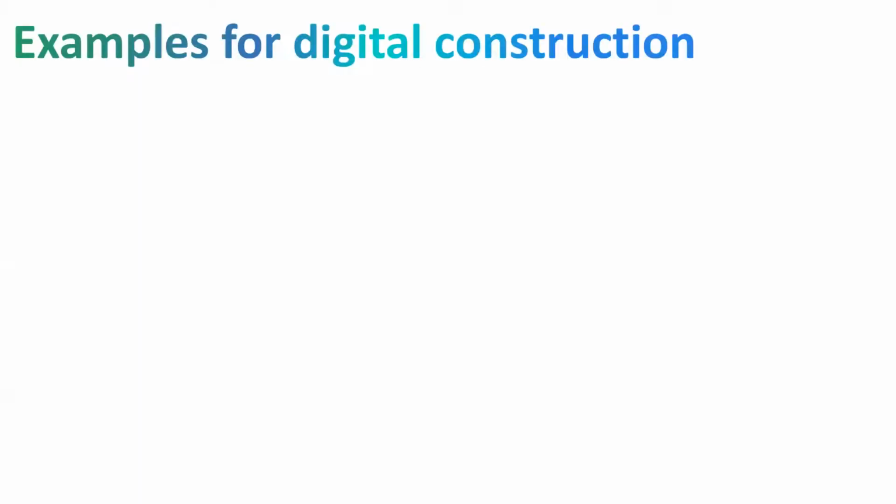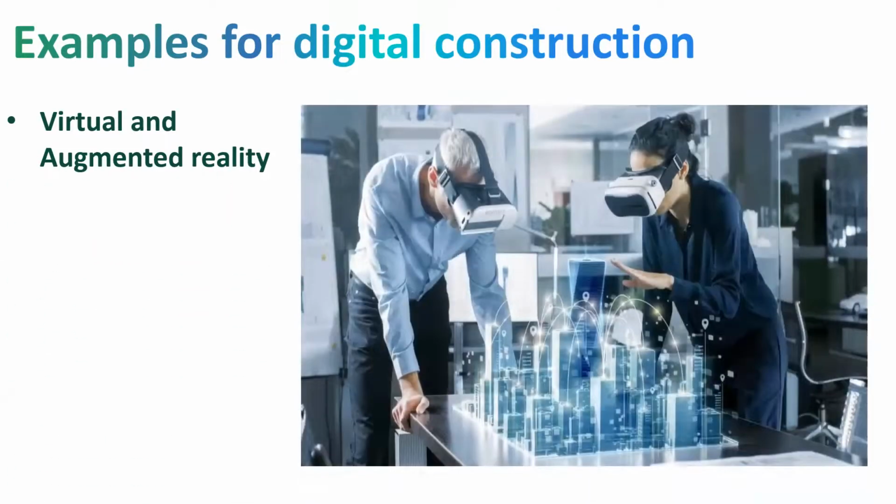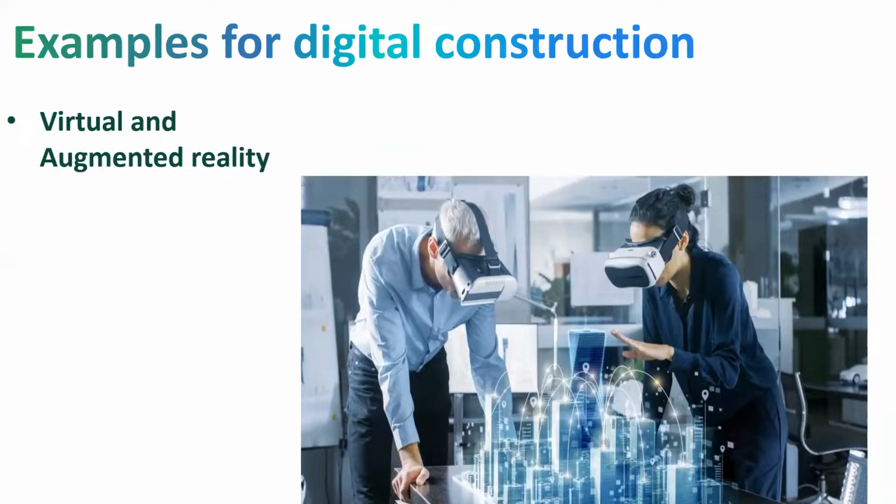Then examples of digital construction. This will be very interesting. Virtual and augmented reality. I have explained this virtual and augmented reality to you. Digital twin comes with these terms, virtual and augmented reality. I think you have got a very good idea about this. Especially we can see virtual and augmented reality in the gaming industry. So if you are interested in gaming, you can experience this technology.